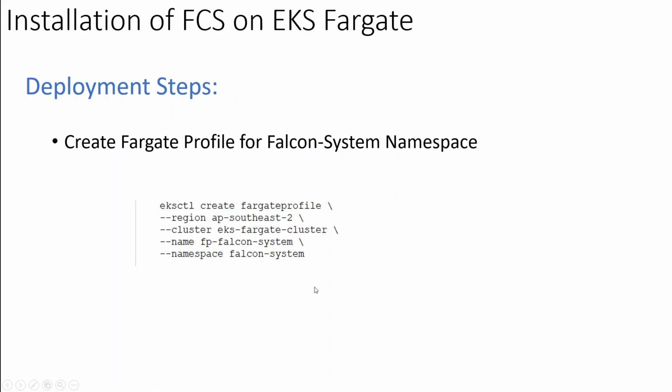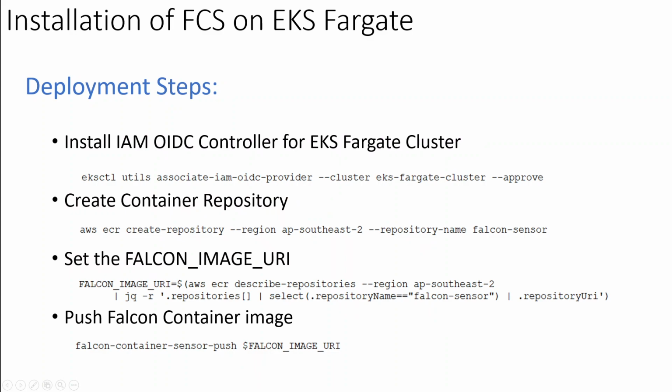And then after the Fargate profile is created, there are a few deployment steps for this Fargate Falcon. The first and foremost is to use the IAM OIDC controller for the Fargate cluster and then create the container repository, which in this case I'm doing in AWS ECR. After that, set the Falcon image URI within the ECR, and when that's done, simply push the Falcon container image to your ECR so that it could be downloaded later on when we deploy it.